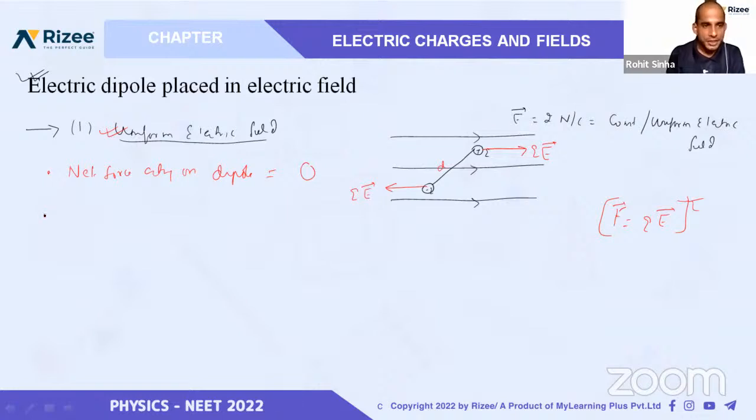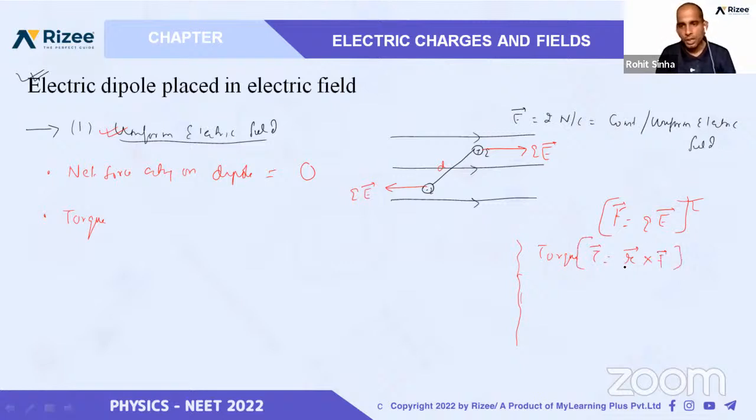But there will be a torque. You must have learned about torque in your rotational mechanics chapter. What is torque? Now, let me define one thing. Torque is a physical quantity, which is torque is equal to r, the distance from the point of force to a reference point, cross F.